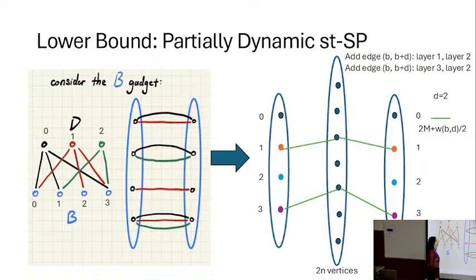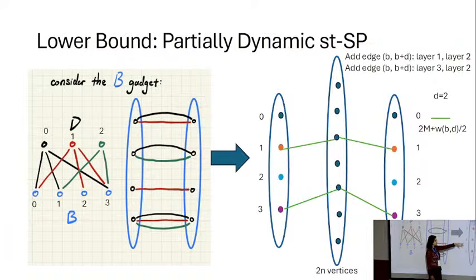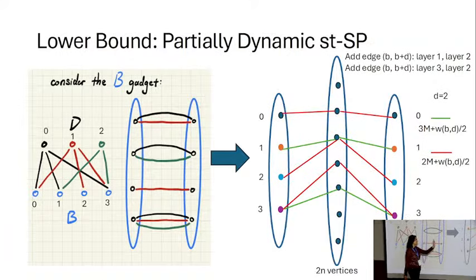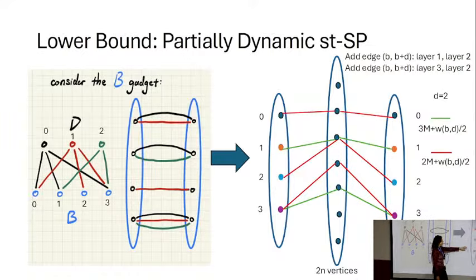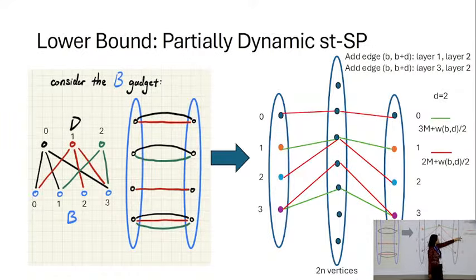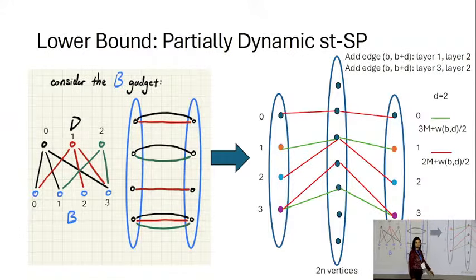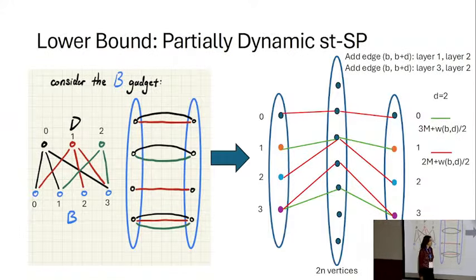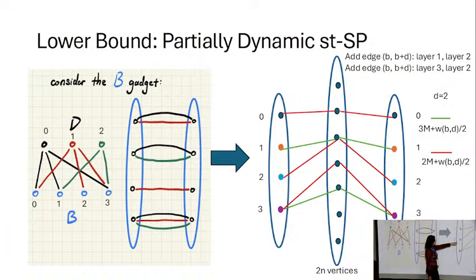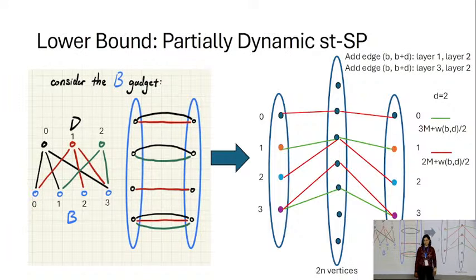Which again tells you that initially your green edges will be favored. After that, when you are adding the red edges, which is for D equal to 1, the weight is 2m plus weight of BD over 2. So those red edges will be favored over the green edges. Here again, you are going from B to B, but via B plus D.